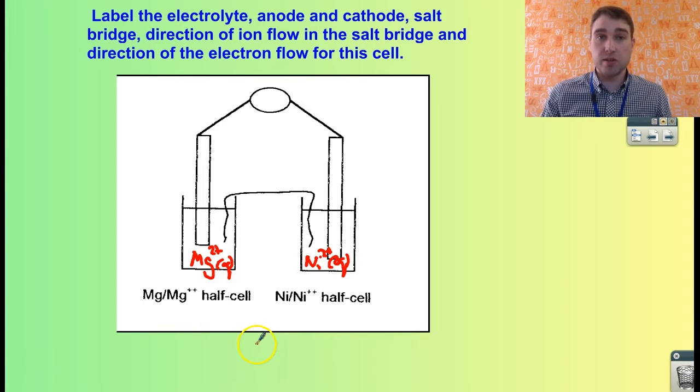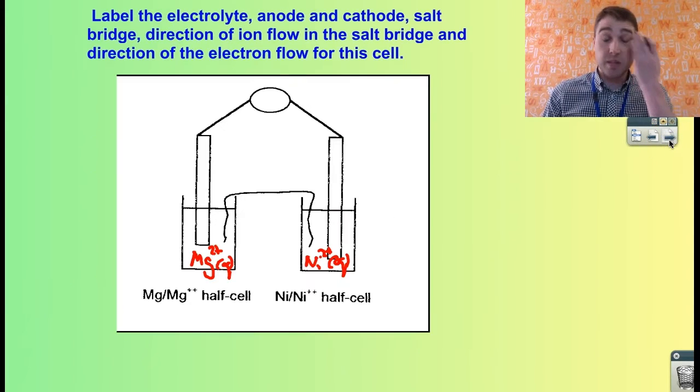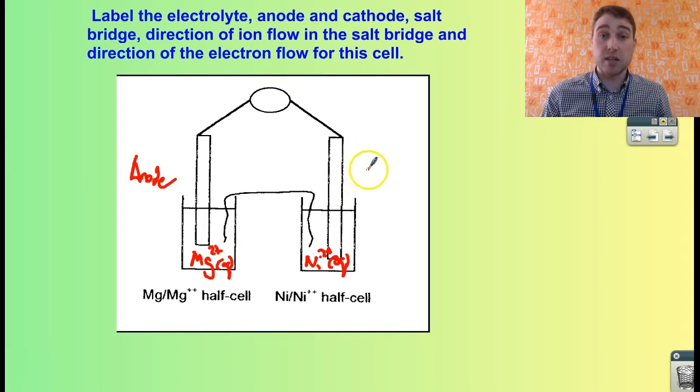Now we need to determine which side is anode and which side is cathode. So if we go back to our activity series that we're told here, we're told magnesium is more active than nickel. So the more active metal is the metal that is oxidized, and the anode is the electrode where oxidation occurs. So our magnesium side here is going to be our anode. That means the nickel, so it's less reactive, is going to be reduced, so the nickel ions are going to be reduced. So the site of reduction is the cathode. So this is going to be our cathode over here. Alright, salt bridge, so here's the salt bridge in the middle.